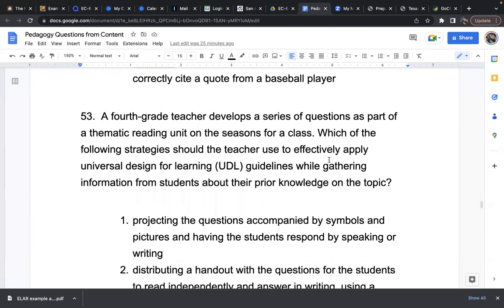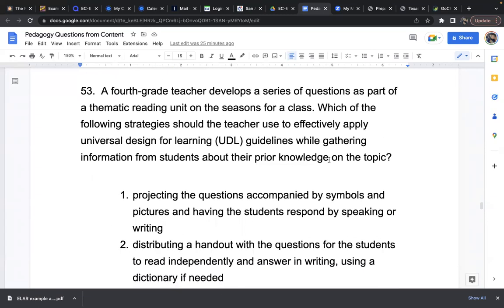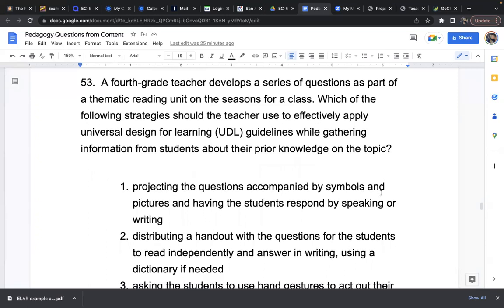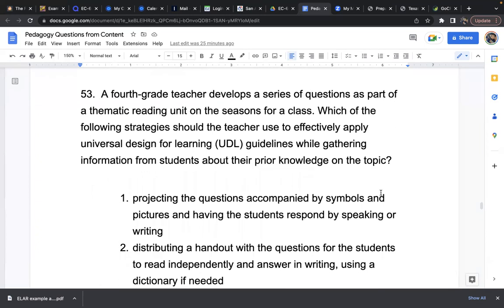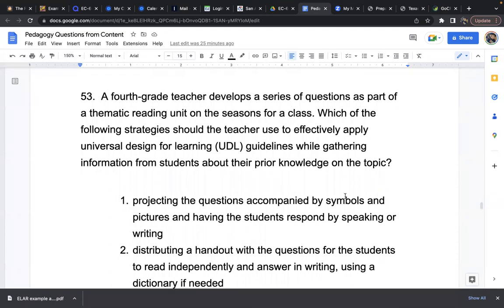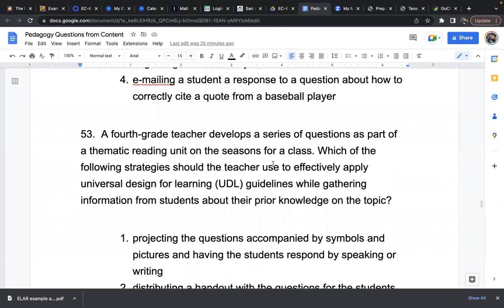So a fourth grade teacher develops a series of questions as part of a thematic reading unit on the seasons for a class. Which of the following strategies should the teacher use to effectively apply universal design for learning guidelines while gathering information from students about their prior knowledge on the topic? Lots of stuff for us in this.